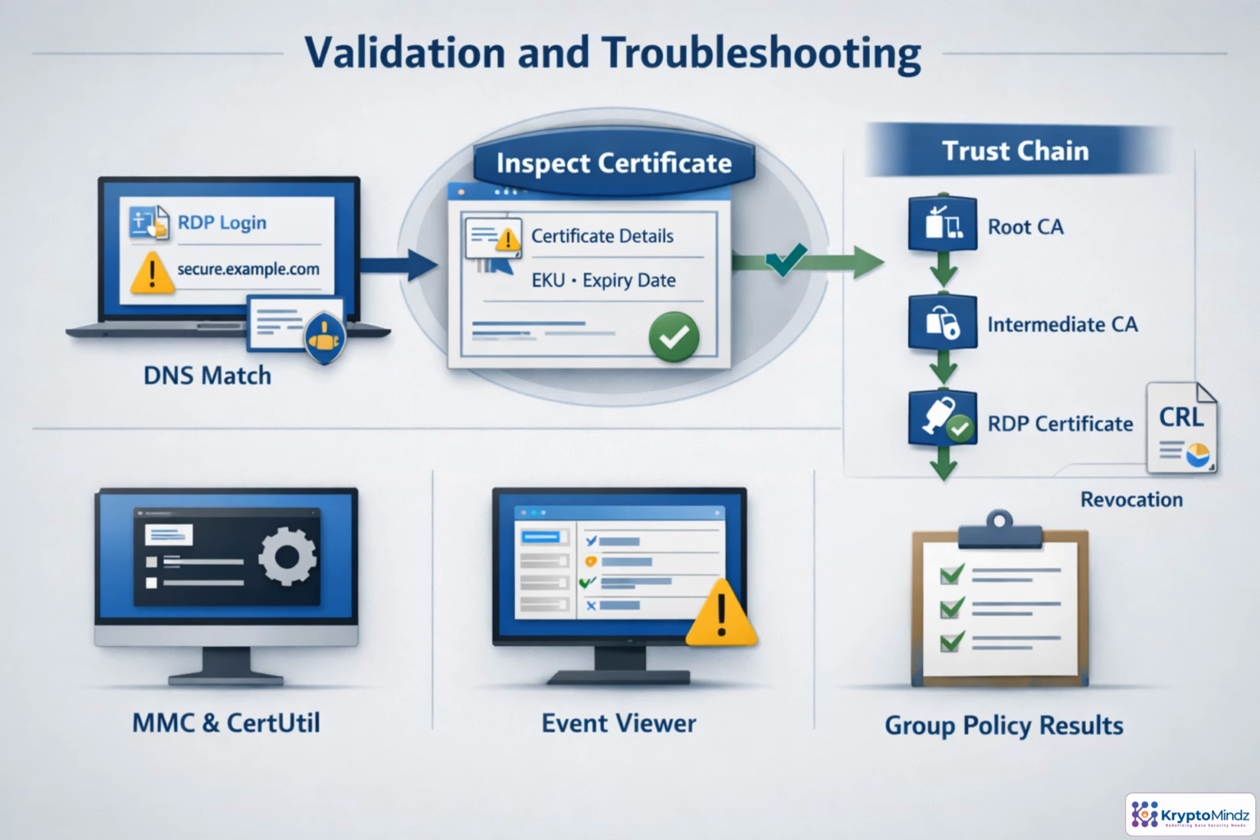After deployment, always test by connecting with the exact DNS name listed in the certificate's SAN. If you see a warning, open the certificate and verify the EKU, expiration date, and that a private key exists. Next, walk the trust chain: root, intermediates, and CRL or OCSP reachability. Use MMC and certutil to inspect server certificates, Event Viewer for channel or RDP errors, and group policy results to confirm the right template and settings apply.